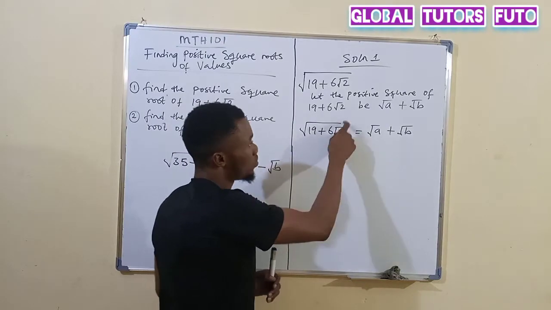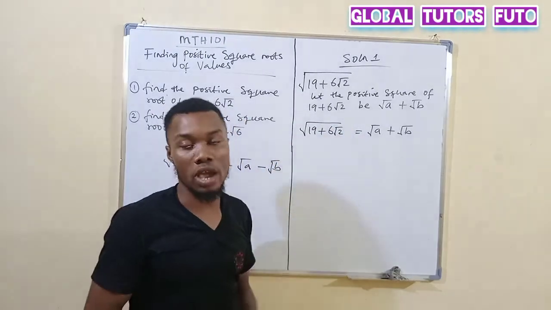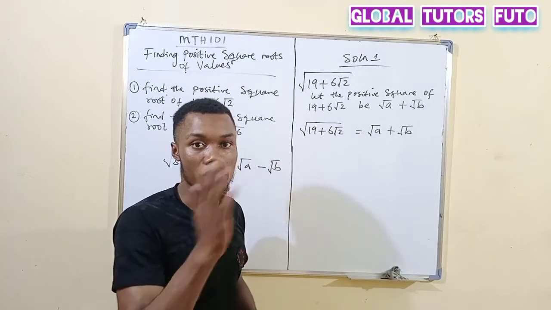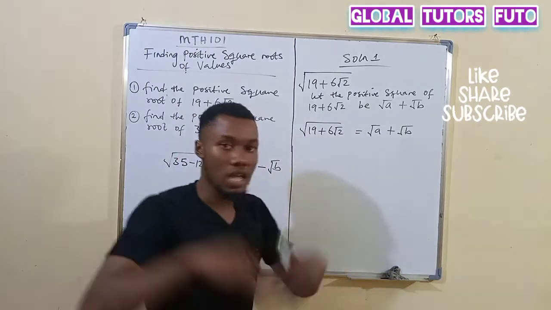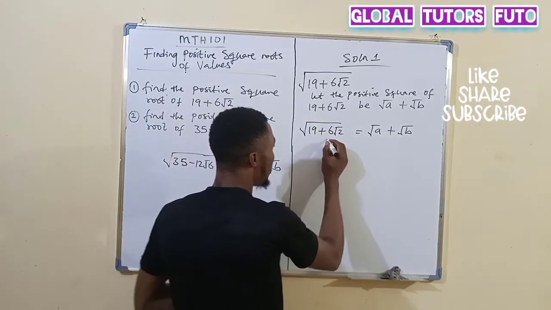This is a square root. So how do I eliminate this square root? I will square both sides. If I want to remove this square root now, I will square both sides. Okay? So square both sides.